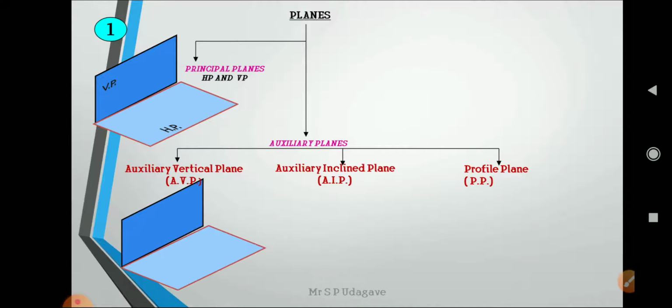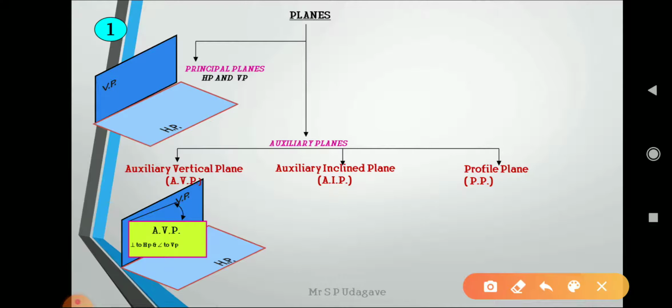The first one, the auxiliary vertical plane, is related to the basic principal planes. The figure shows an auxiliary vertical plane that is inclined to the VP and perpendicular to the HP. You can see the inclination provided in this figure, the inclination related to the VP and the perpendicular related to the HP.